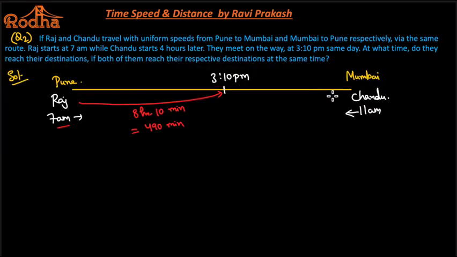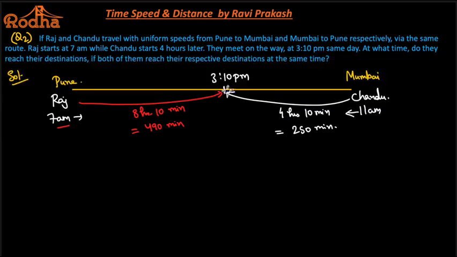Similarly, Chandu started from this point and covered this part, and he took a time of 4 hours 10 minutes. So 4 hours 10 minutes is equal to 250 minutes. And it says, at what time do they reach their destinations if both of them reach their respective destinations at the same time?